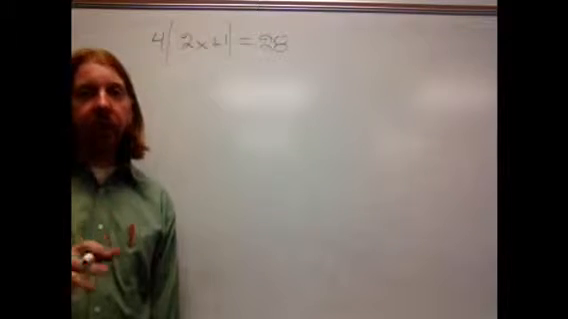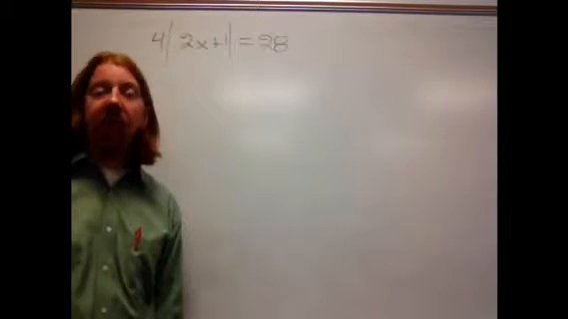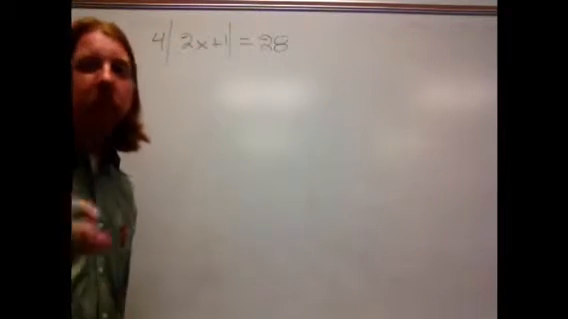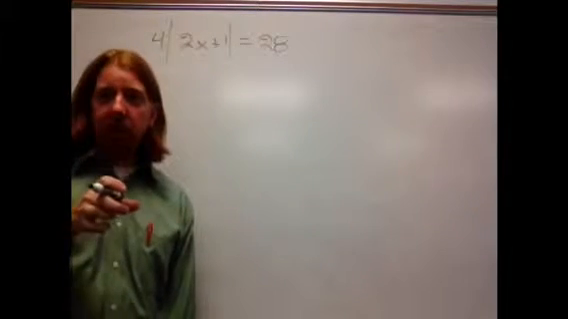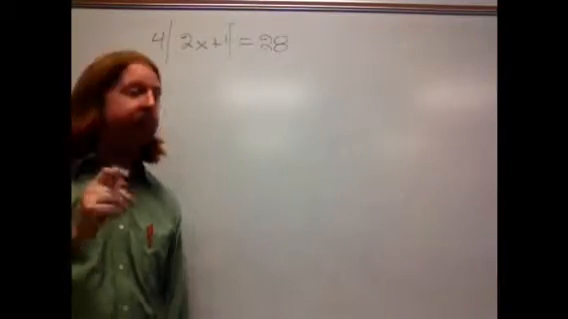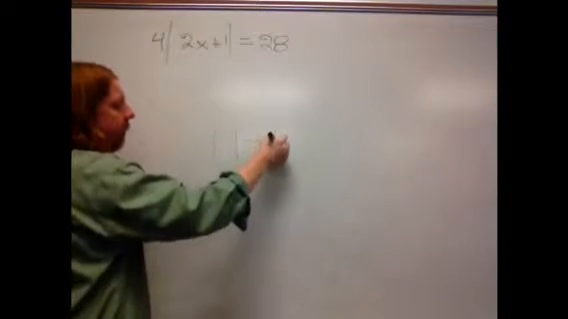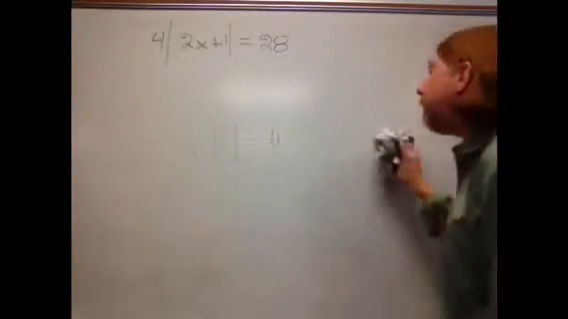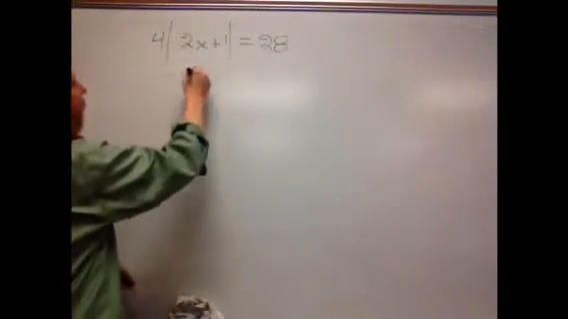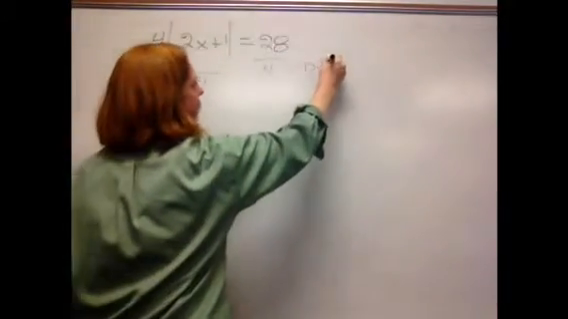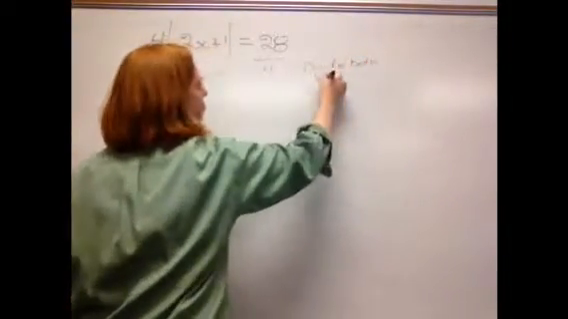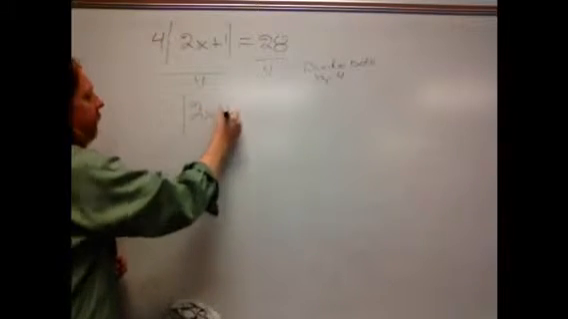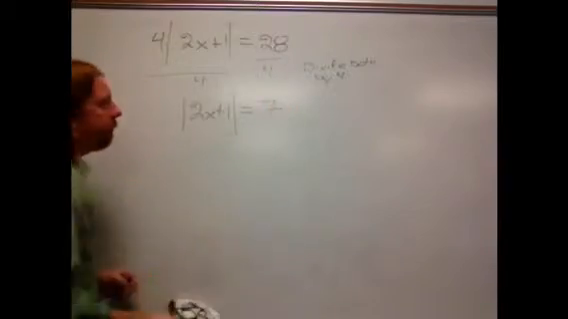Now, part of the trick to this is while the absolute value looks a lot like parentheses, and it's very tempting to distribute, you want to hold off from doing that because you want to work your way down and get yourself into a place where you have the absolute value of something equals a number so that you can split it into the two possible cases. So in this case, I'm going to begin by dividing both sides by 4. That's my opening step. That's going to give me the absolute value of 2x plus 1 is equal to 7.